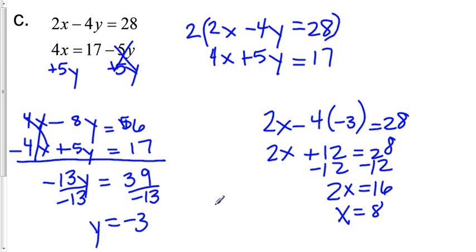Okay, so again, writing our answer as an ordered pair, we know that these two lines intersect at (8, negative 3).